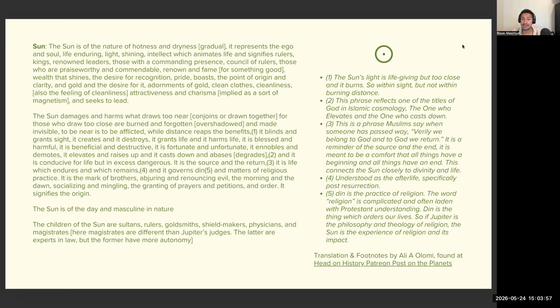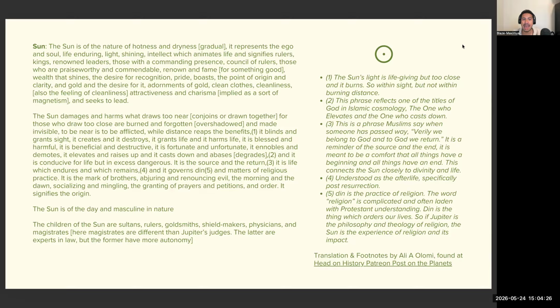In the sun, as we've established before, it damages and harms what draws too near, either conjoining or through drawing it together. For those who draw too close are burned and forgotten by being overshadowed and made invisible. To be near is to be afflicted, while distance reaps the benefits. It blinds and it grants sight. It creates and it destroys. It grants life and it harms life.